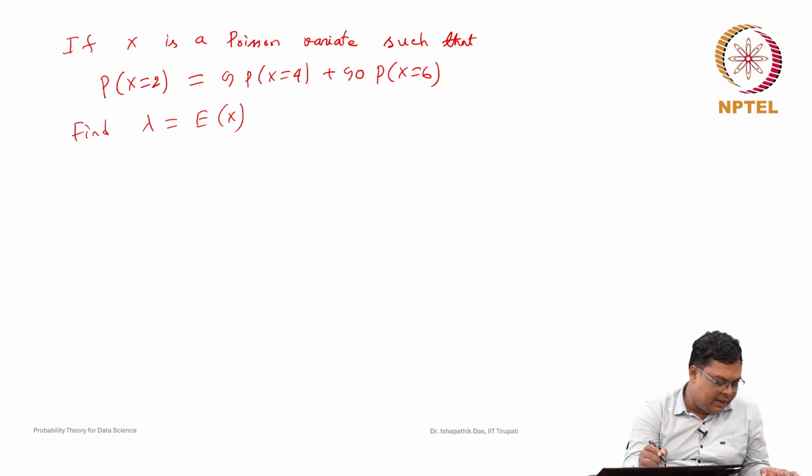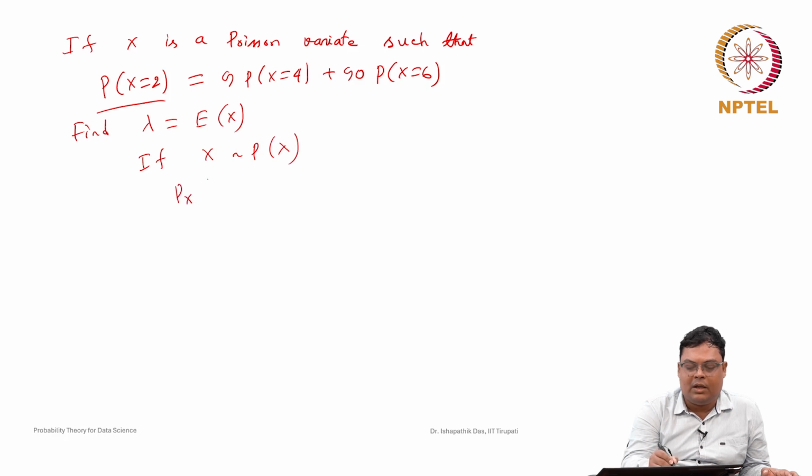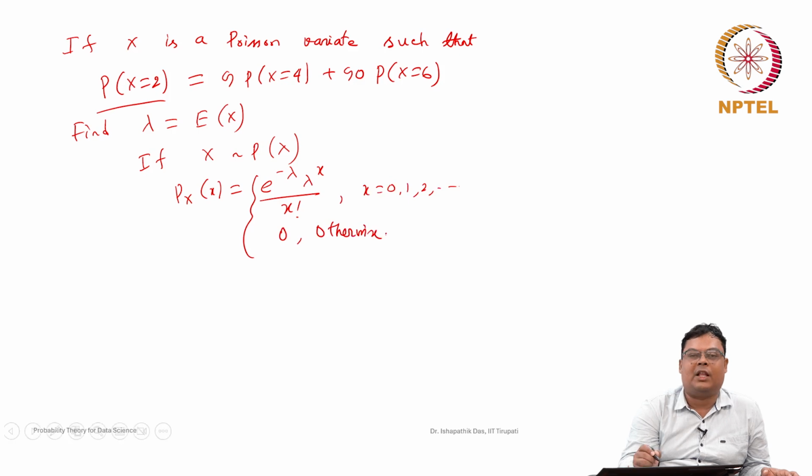So, how can we find this value? If x is a Poisson random variable with parameter lambda, because lambda is the mean of this Poisson variate, we know that Px of x is e to the power of minus lambda, lambda to the power x by x factorial, for x equal to 0, 1, 2 and so on, and equal to 0 otherwise. Now, this is given to us.